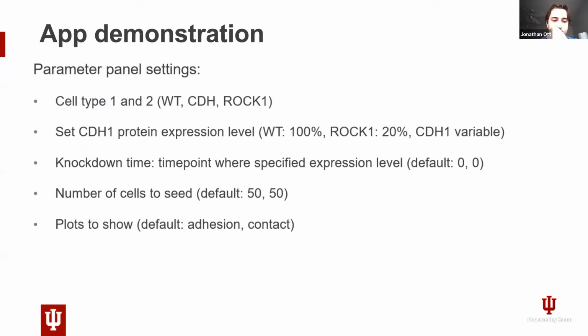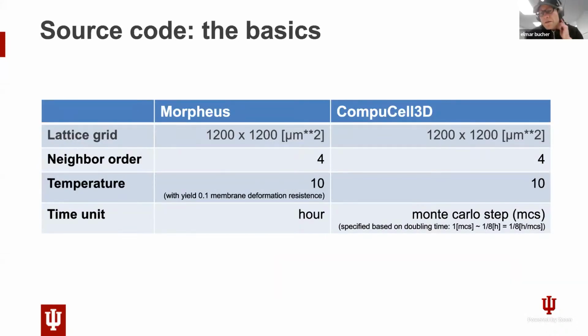Yes, great. Okay, so I'm going to quickly talk a little bit about the source code, because we translated this Morpheus model to the CompuCell3D model. I want to compare what we could do as they did and what there were slight discrepancies, slight changes that we had to make. So the basics, we had the same size of the lattice grid. It was 1.2 times 1.2 square millimeters.